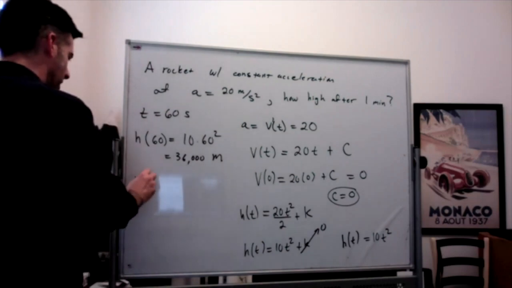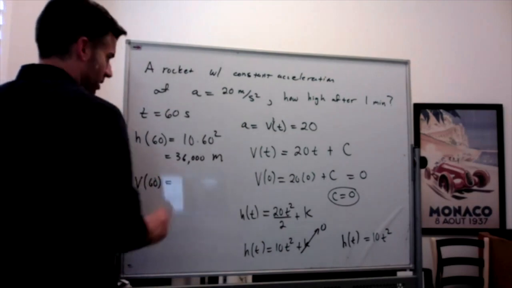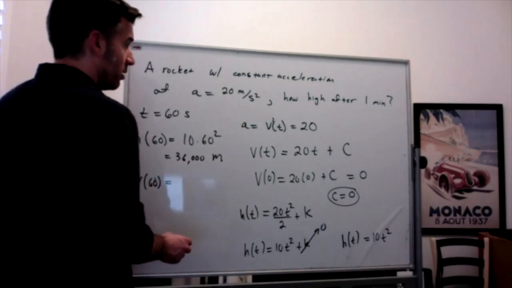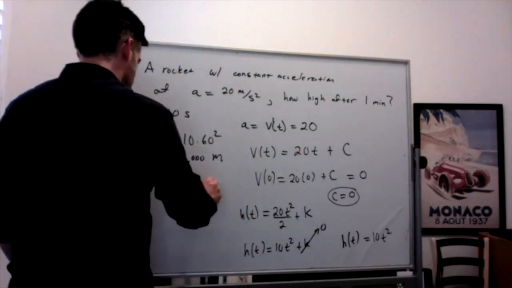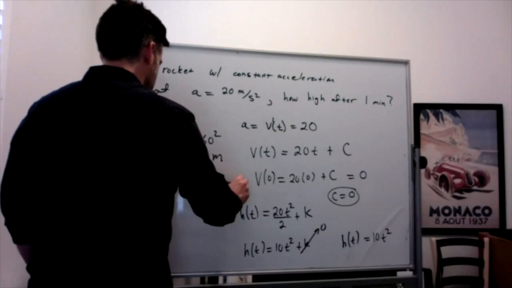Also, the velocity after 60 seconds is what? Well, it's 20 times 60, so that's going to be 1,200 meters per second.